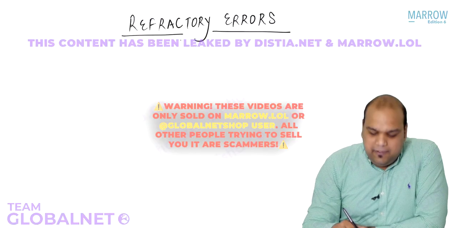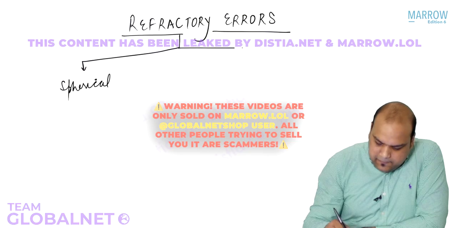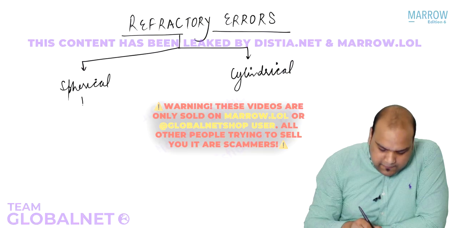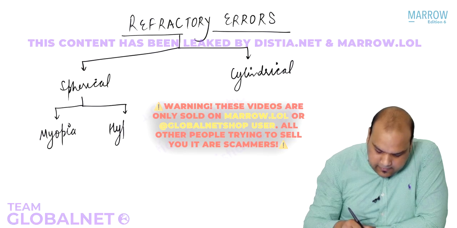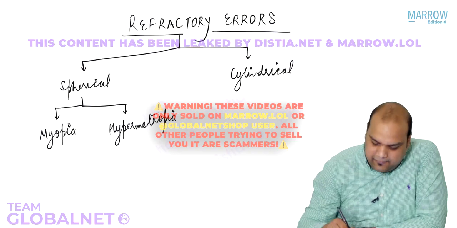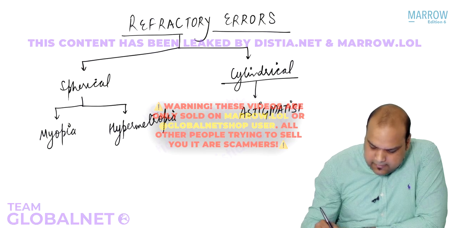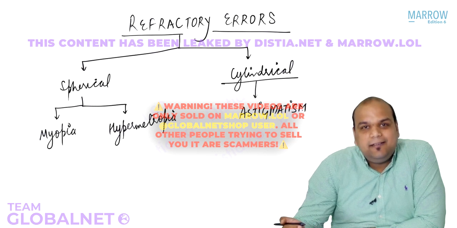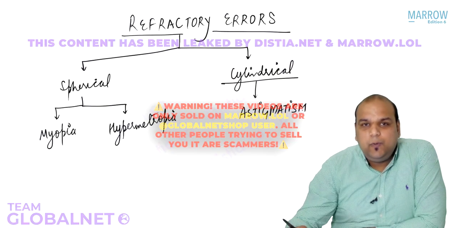Refractive errors, broadly speaking, can be divided into two groups, everybody. They can be spherical refractive errors or cylindrical refractive errors. There are two spherical refractive errors which we should have heard of: myopia and hypermetropia. Whereas the cylindrical refractive error is known as astigmatism. Am I clear, everybody? So these are the three main refractive errors that we want to study. We will start discussing myopia and hypermetropia, the spherical refractive errors, and then we will move on to astigmatism.